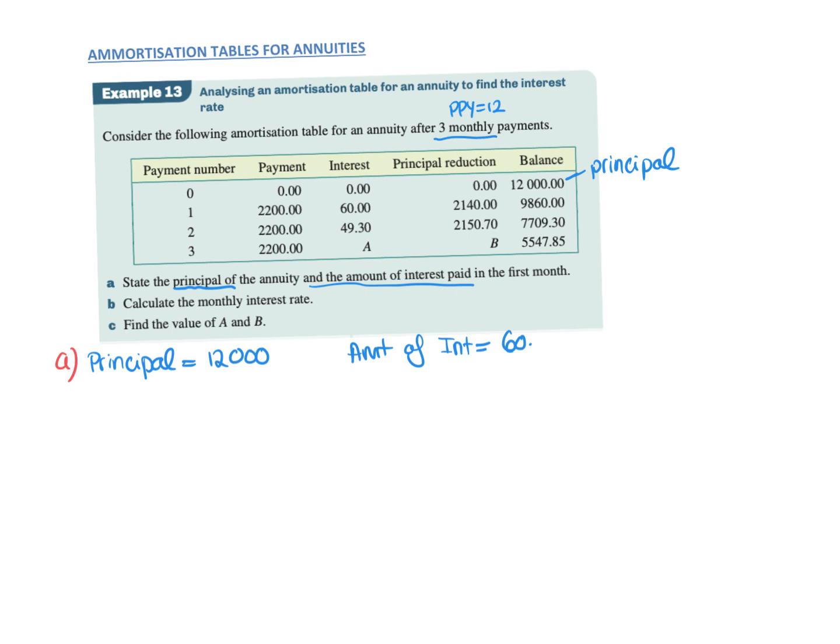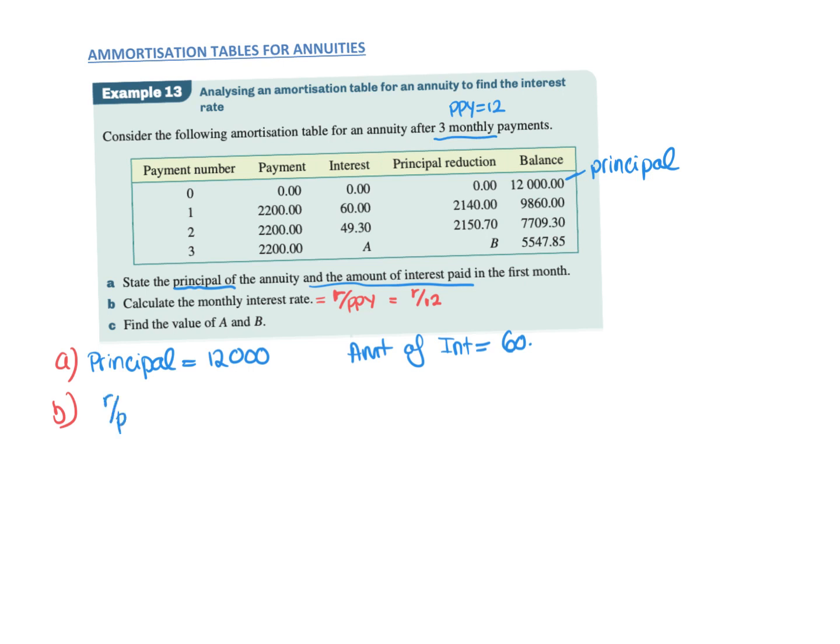$60. So then if we go for B, now B is asking you to calculate the monthly interest rate. So if you think about it, we would find the monthly interest rate by being R over PPY. Yeah? Is that true? You take the per annum rate and you divide it by, and what would we divide it by? We divide it by 12 or whatever.